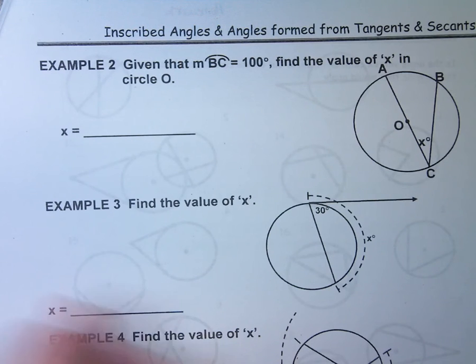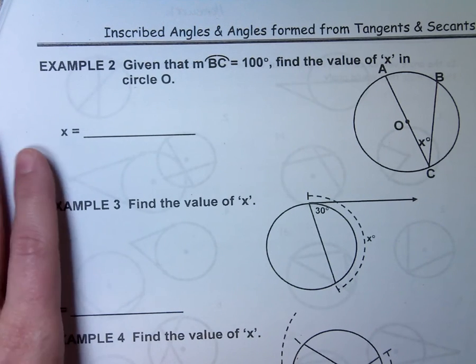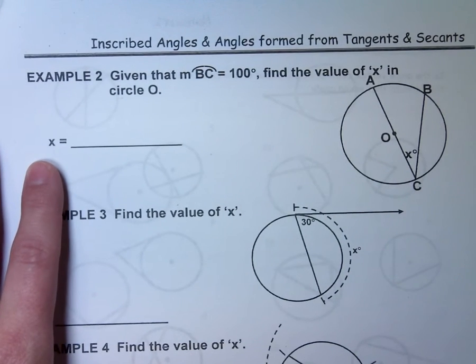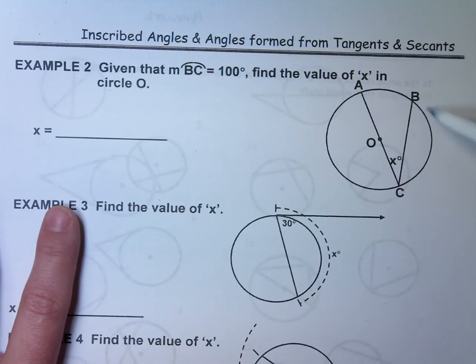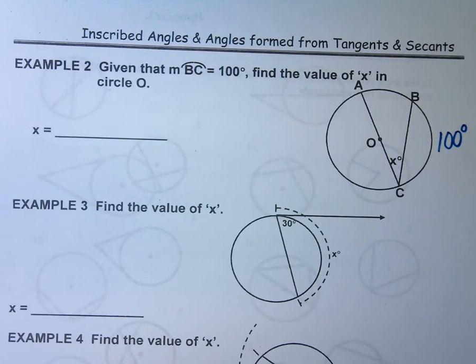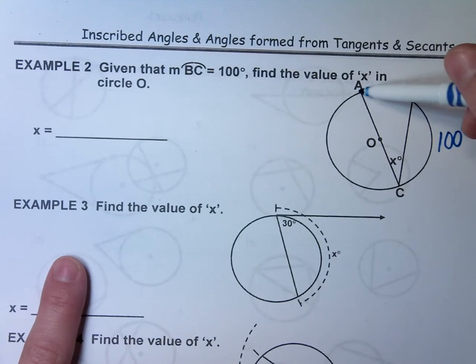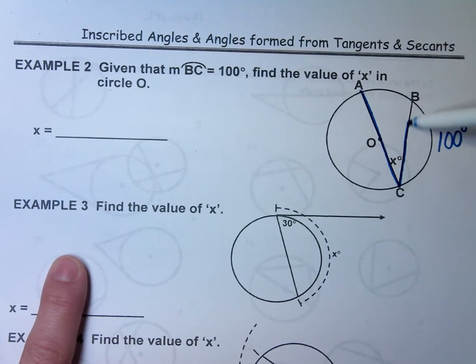Example 2. It says, given that the measure of arc BC is 100 degrees, find the value of x in circle O. Okay, so arc BC is 100 degrees. One thing I've noticed about a lot of these problems is if they give you pieces of the circle, you really need to start figuring out other pieces of the circle. Okay, and they want to know about angle x. So let's look at angle x.